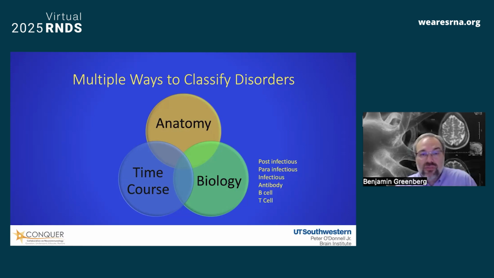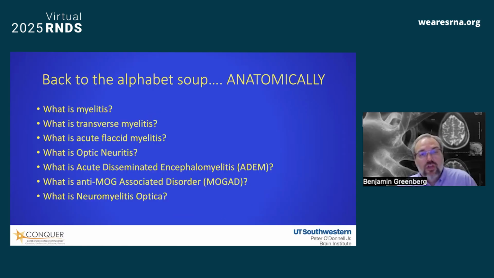However, the components of the immune system that can get activated include cells like T cells and B cells, the soldiers of the army of the immune system, or certain inflammatory proteins known as antibodies. We're going to explore each of these in turn and apply them to the different disorders that we focus on in our community. So let's get back to the alphabet soup and let's talk about these different diagnostic categories.